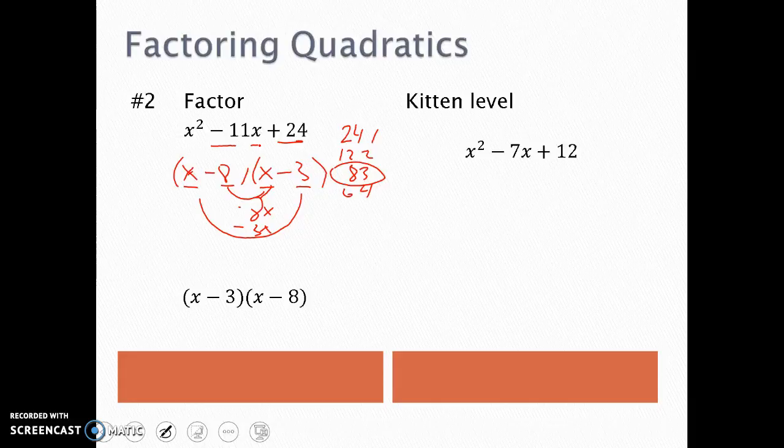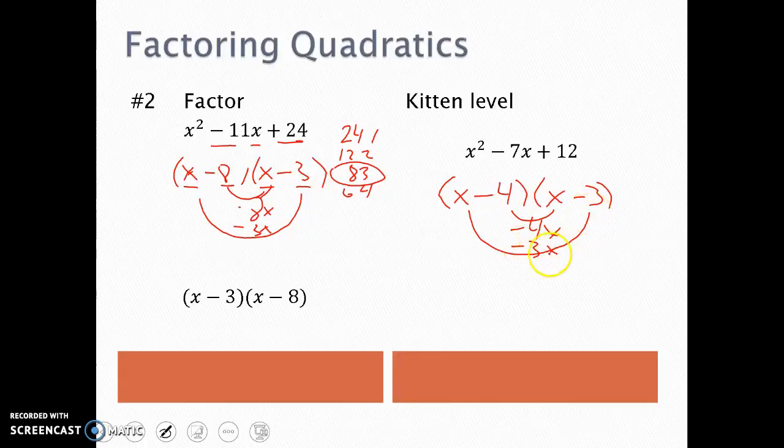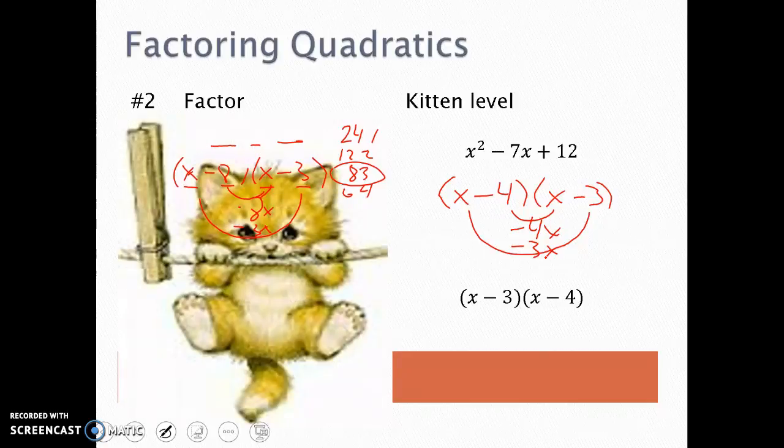Hopefully you've done that. And now we're going to see if we can factor this equation together. It's x times x gives you x squared. Then I want something that multiplies together to give me a positive 12, like maybe a negative 4 and a negative 3. And if I go negative 4x, my inside terms, my outside terms would give me negative 3x. That does indeed give me a negative 7x. So x minus 3 and x minus 4 are my two factors. And hopefully you were able to do that. You've reached the kitten level.